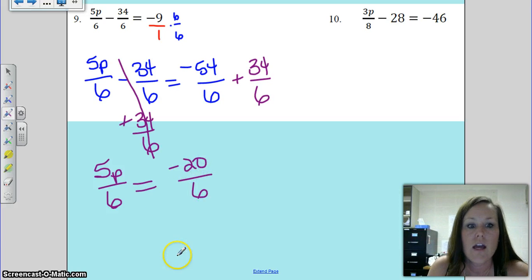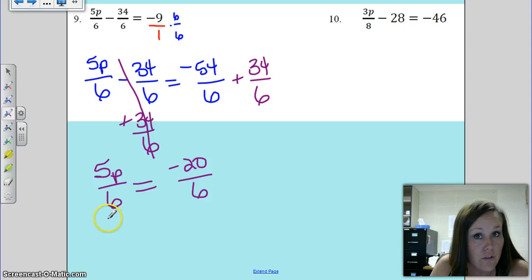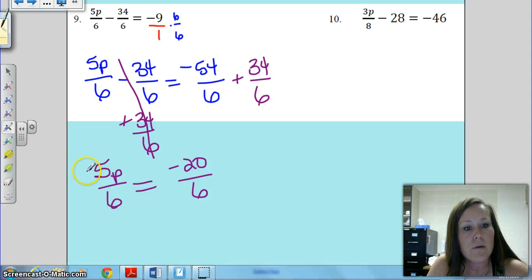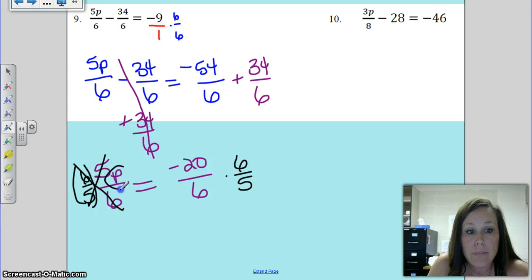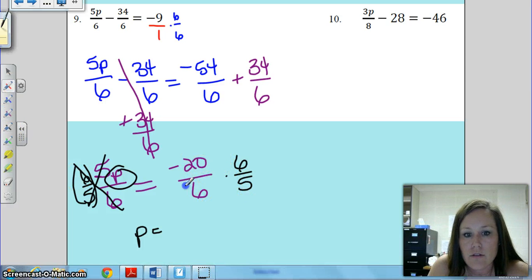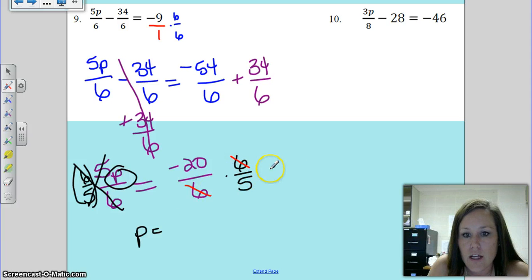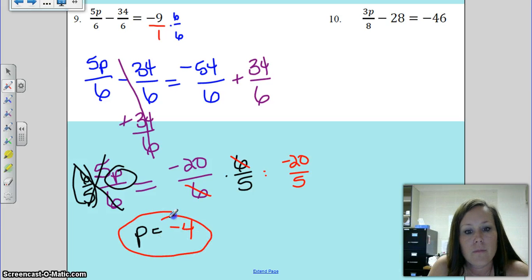Okay, now I have this. How do you get rid of the fraction in front of the variable? Multiply by the reciprocal. Times 6 over 5, times 6 over 5. P is all by itself. That's an equal sign. We would either multiply straight across, or I know from 7th grade I can cross cancel. These two cancel out. I have negative 20 over 5, which is the same as negative 4.